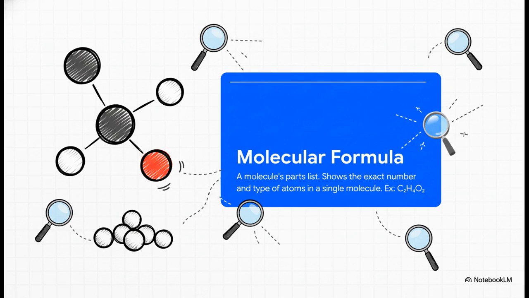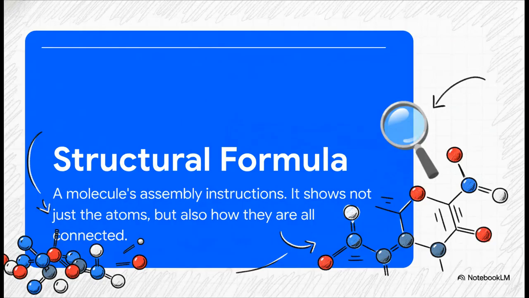That little number, the subscript, that's the key. So for acetic acid, that's the stuff that makes vinegar sour, the formula C2H4O2 tells us that every single molecule has 2 carbon atoms, 4 hydrogen atoms, and 2 oxygen atoms. Pretty straightforward, right? But you know, just having a parts list isn't the whole story.